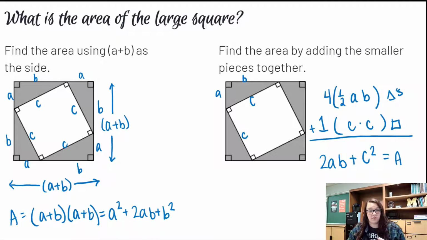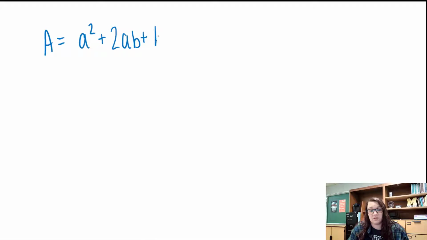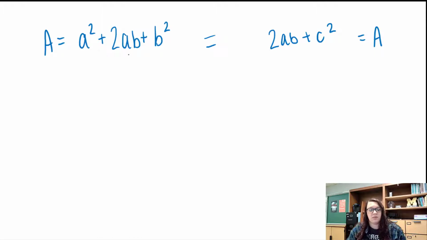So notice we found the area 2 different times, and we've got 2 different expressions for it. So let's see if we can put this all together. For my first one, we said area was A squared plus 2AB plus B squared. And for my second one, we said area was 2AB plus C squared. Now, these are the same square, so they must be equal. So let's set them equal to each other and see what we can do. I've got A squared plus 2AB plus B squared on the left and 2AB plus C squared on the right.